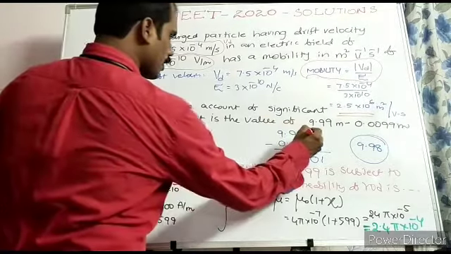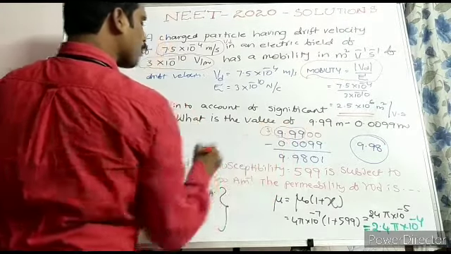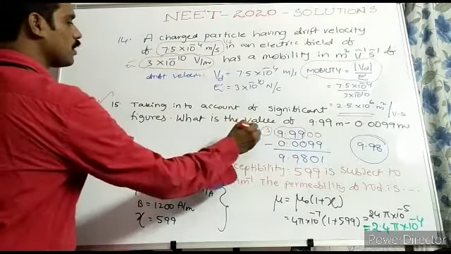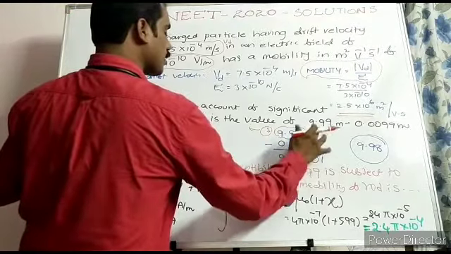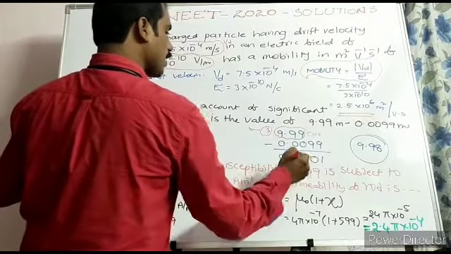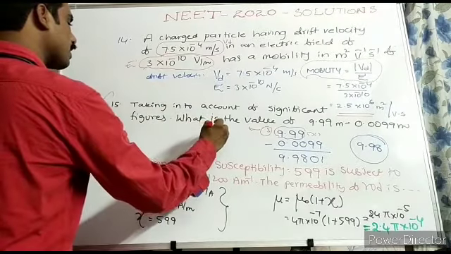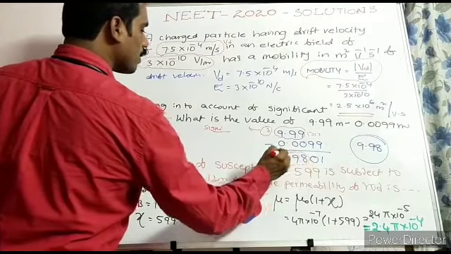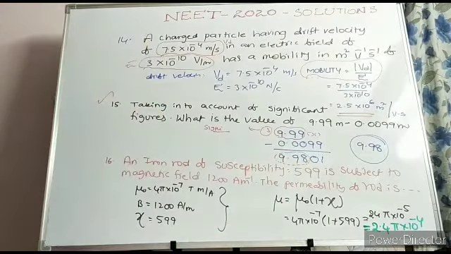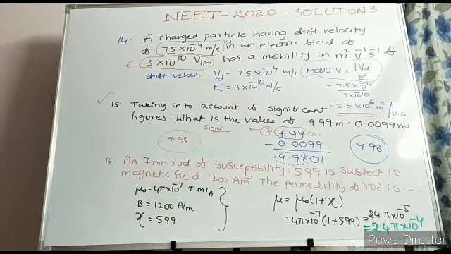Of course, 9.99 has only three significant figures. So the final answer must be given in three significant figures. After subtraction, we will get 9.9801. As we have only three significant figures, the answer will be 9.98 only.